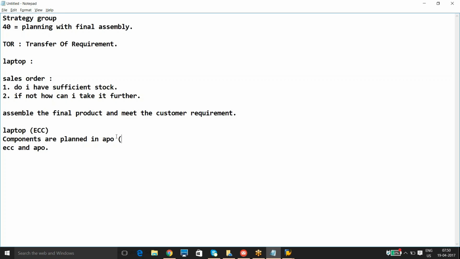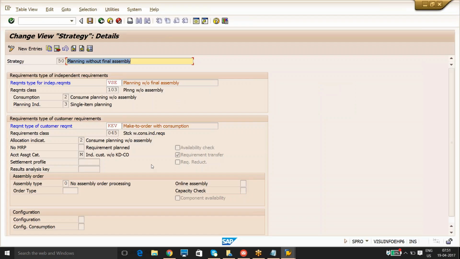So the two points are clear, right? When a strategy group is assigned for a particular material, internally the requirement classes are also assigned to it. Hope that point was clear for you at least, right? Yeah, but a small doubt again. Just go to the SAP screen, please. Yes, I'm on the SAP screen. So suppose this strategy is assigned to your product laptop, correct? Yes, let's assume.